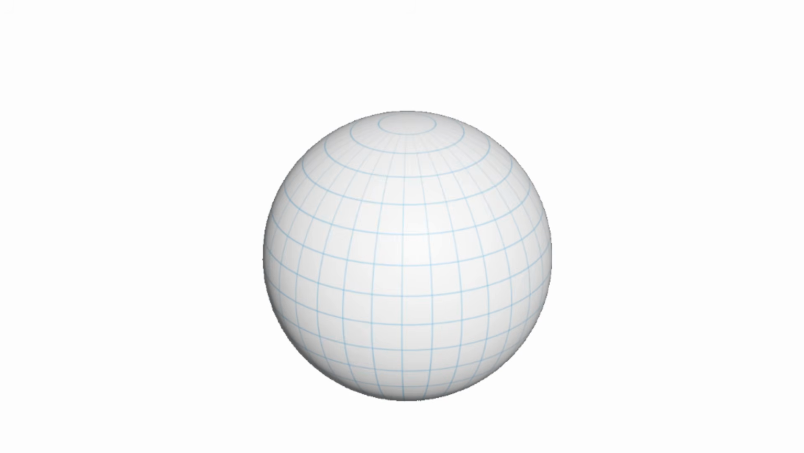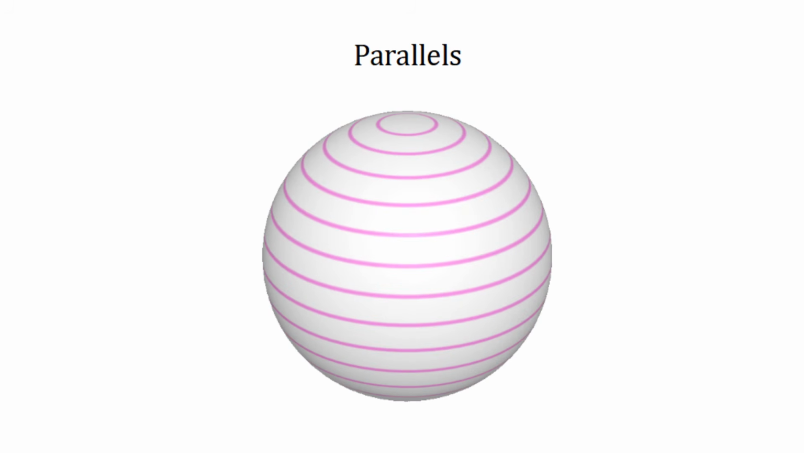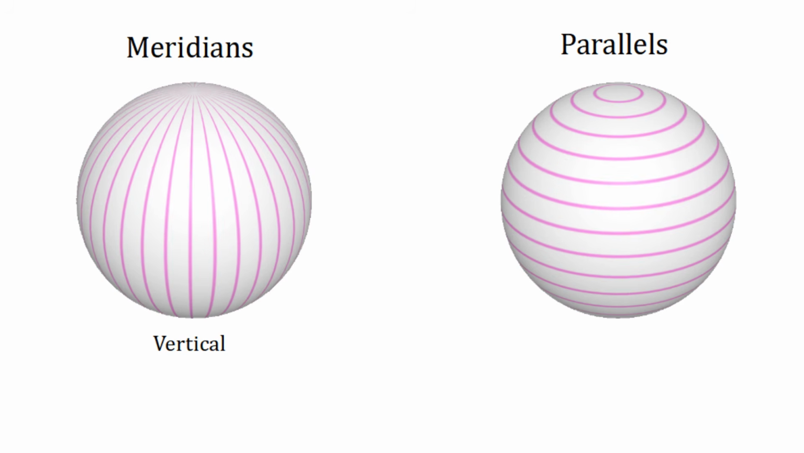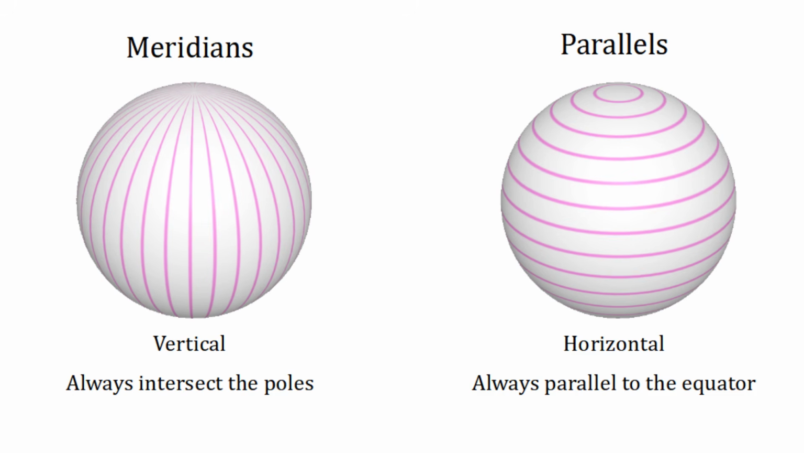Along the Earth's surface, there are two main types of circles, meridians and parallels. Meridians are vertical and always intersect the poles. Parallels are horizontal and are always parallel to the equator. Each meridian is the same size. Parallels come in different sizes though, and this one difference is what makes map projection so difficult and interesting.